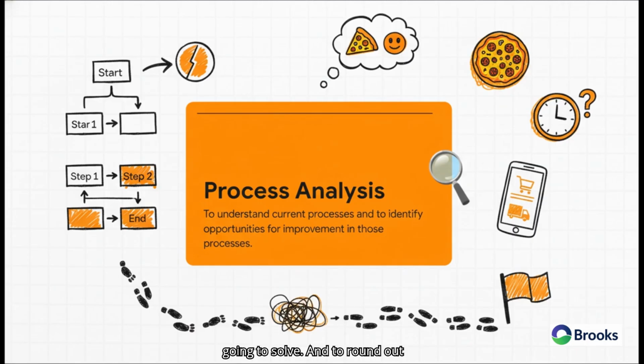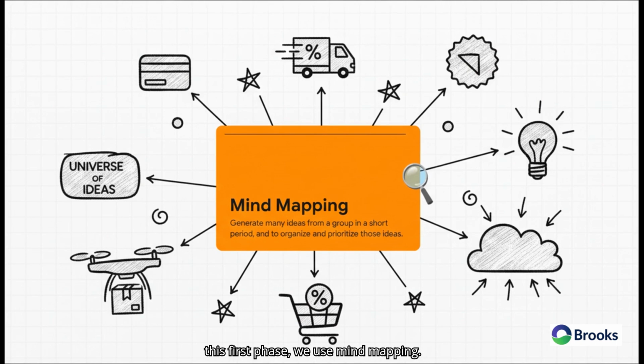And to round out this first phase, we use mind mapping. Now this is a fun one. It's creative, it's collaborative. You get the whole team in a room and just brainstorm every possible feature for the app. No idea is too crazy. Payment options, delivery tracking, coupon codes, drone delivery, whatever. You get it all out on the table so you can see the entire universe of possibilities.